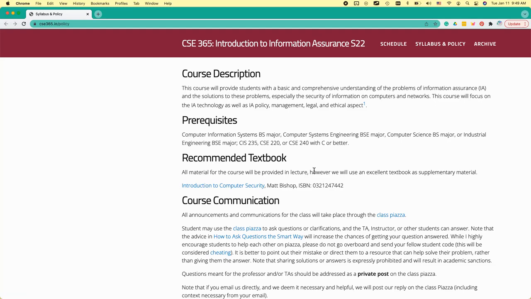So, the course description. I suppose that you already know this is a cybersecurity course, of course, and this course will give you a basic and comprehensive understanding of cybersecurity, or we call it the problems of information assurance and the solutions to those problems. And this is kind of the fundamental class for cybersecurity. And as Adam introduced, based on this class, you will be able to take more advanced topic classes, or more advanced four-level classes.